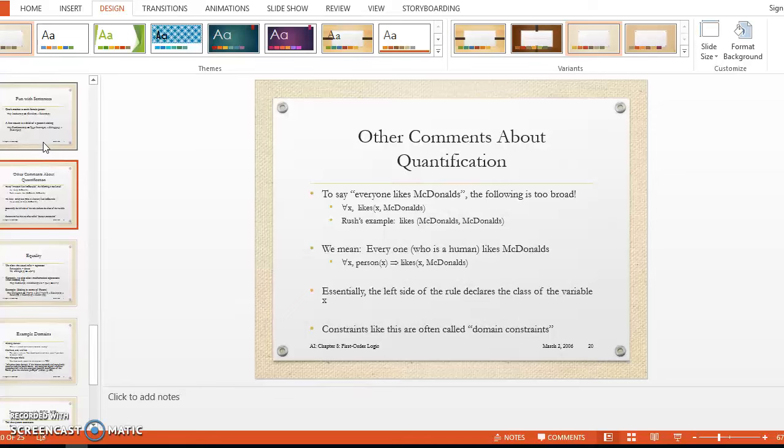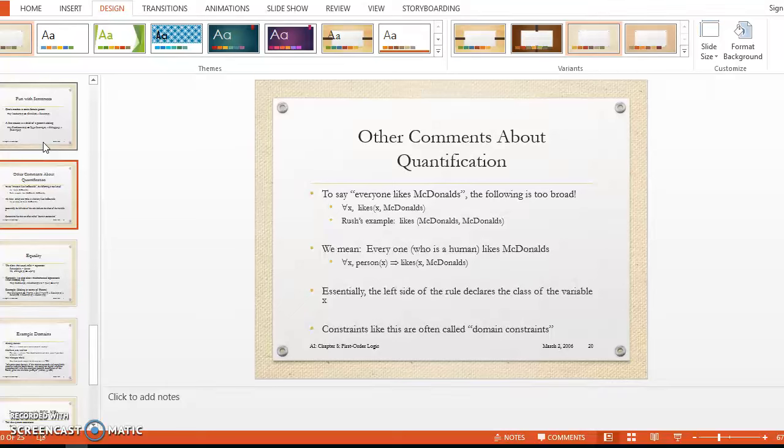So here we have given some sentences related to the existential quantifier and nested quantifier. The first one is to say everyone likes McDonald's; the following is too broad. So we are using some other method, that is, for all x likes(x, McDonald's). The other method is likes McDonald's, and next we mean everyone who is human likes McDonald's. So for all x person(x), implies likes(x, McDonald's). So this is another method to describe the sentences.